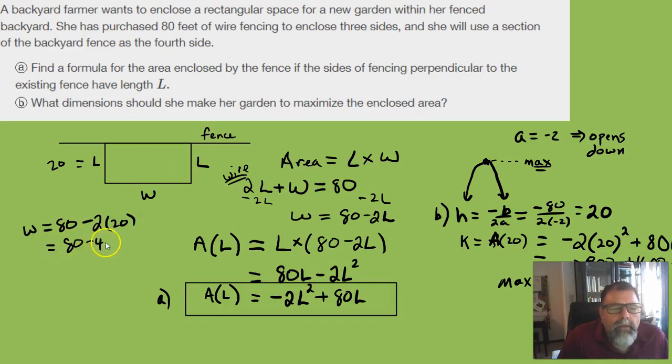80 minus 40 is 40. So that would be 40. So this is my answer for B. The dimensions that produce a maximum area are, what is it, 20 by 40. And you can see that makes 800 square feet. So it's 20 feet long by 40 feet wide.